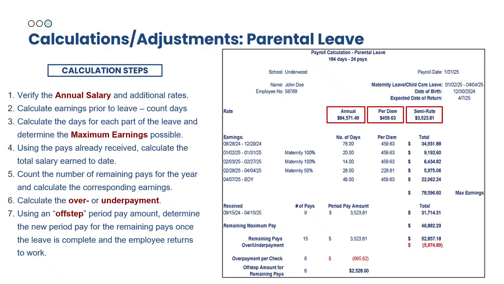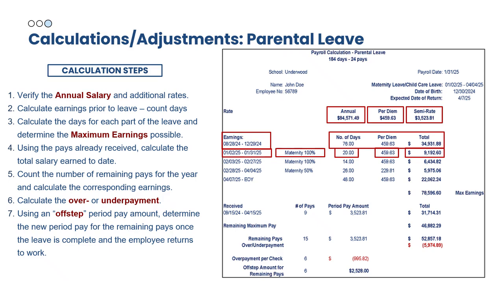The first date span represents the dates worked before the leave begins. The number of days are counted and multiplied by the per diem rate to obtain the total earnings for that period. Next, we note the date span for your first 20 days of leave, which are paid at 100% by the district. Counting the days and multiplying by the per diem rate yields the total earnings for this portion of the leave. We repeat this action for each segment of the leave.